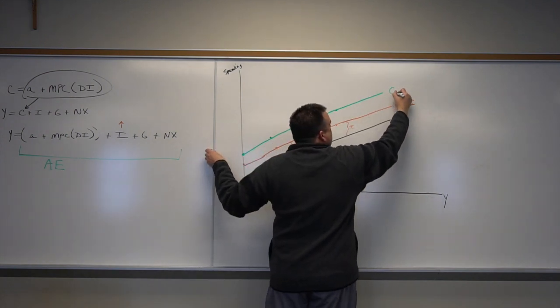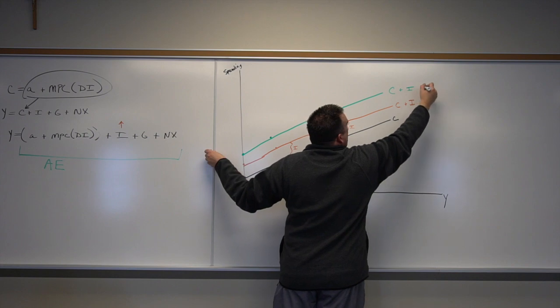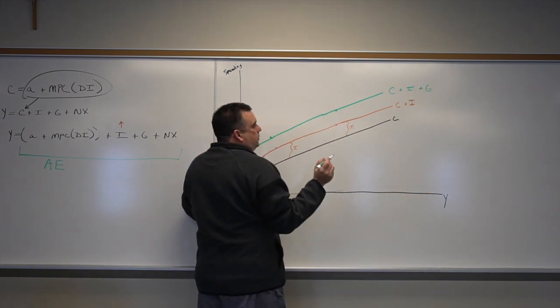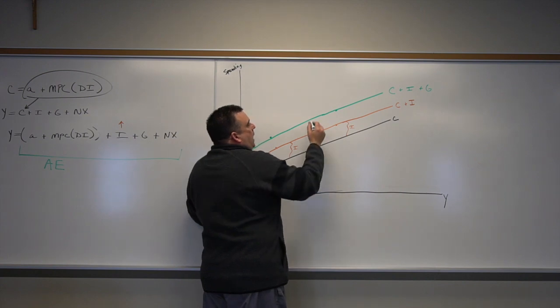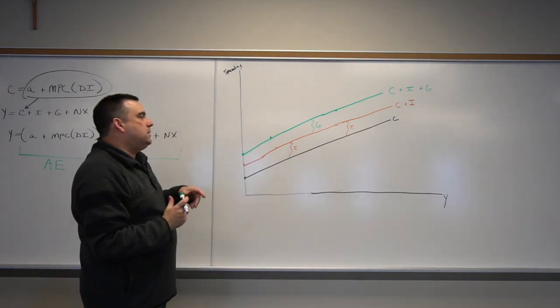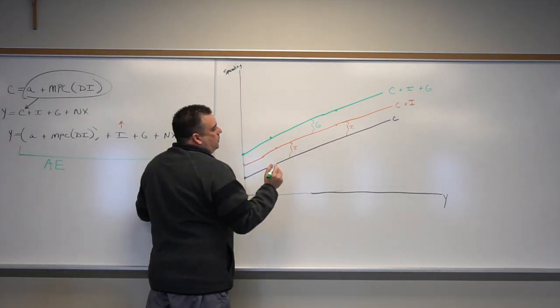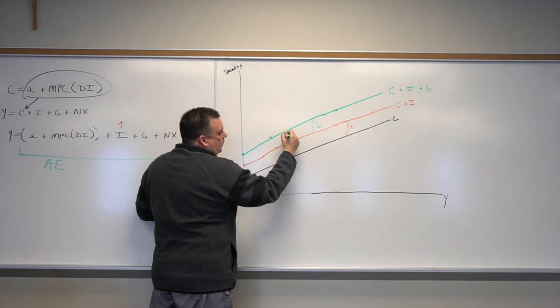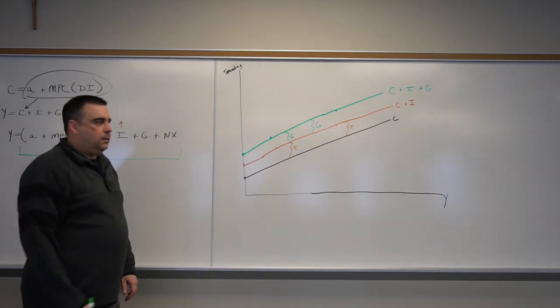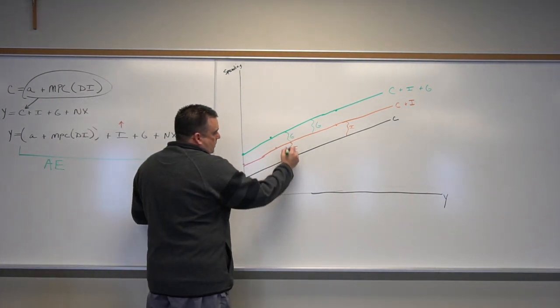So that if I had a line that represented C plus I and now plus G, the distance between any point of the orange line and the green line is the value of G, and the distance at any point between the black line and the green line is G plus I. So again, that distance would be G plus I vertically.